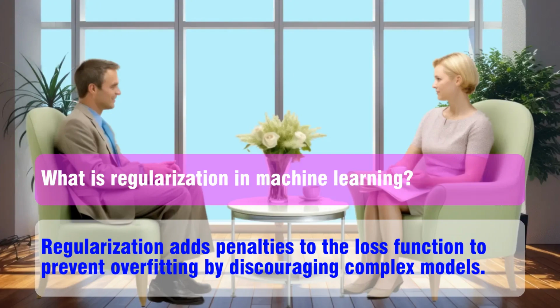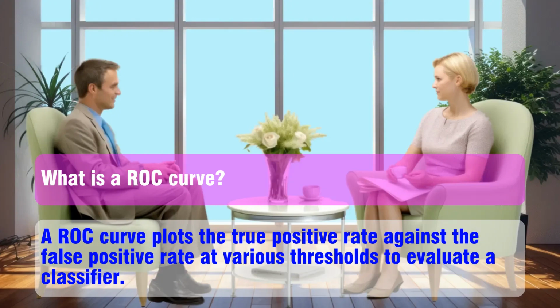What is regularization in machine learning? Regularization adds penalties to the loss function to prevent overfitting by discouraging complex models. What is a ROC curve? A ROC curve plots the true positive rate against the false positive rate at various thresholds to evaluate a classifier.